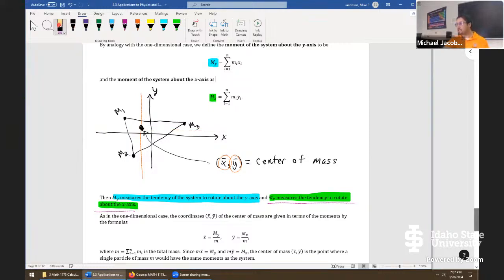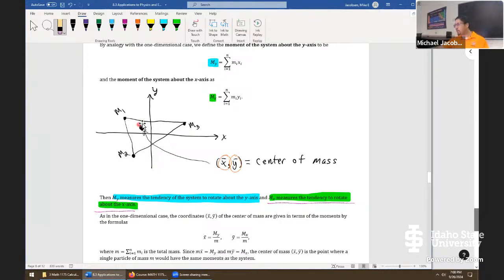The way we visualize this is that solid point for x bar, y bar is where you would put a pinpoint under this system, weird looking triangle, to make the whole thing balance. So that's our way to visualize. Any questions at all, folks, with that so far?